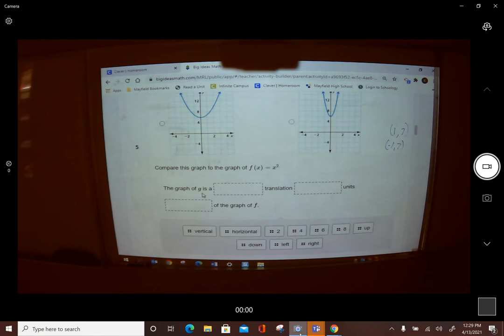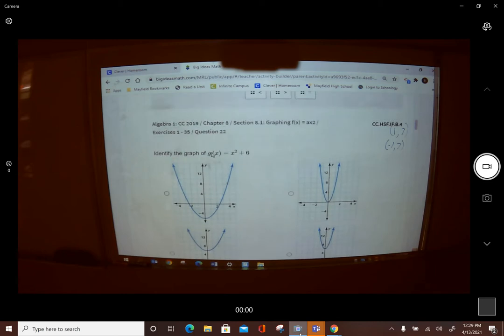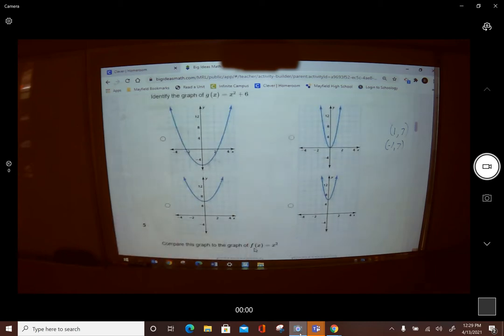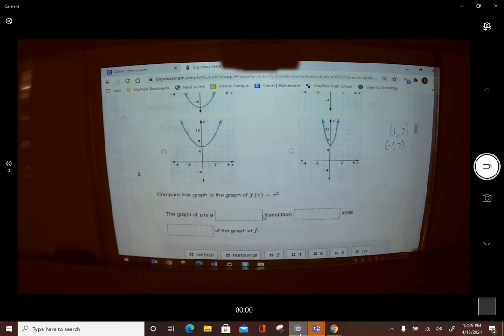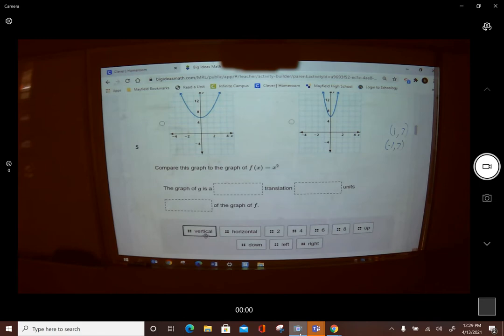So the graph of g is a blank. Notice, f of x is x squared. g of x is x squared plus 6. So they're saying, how did f become g? The graph of g is we moved up and down, so we're talking about a vertical translation.